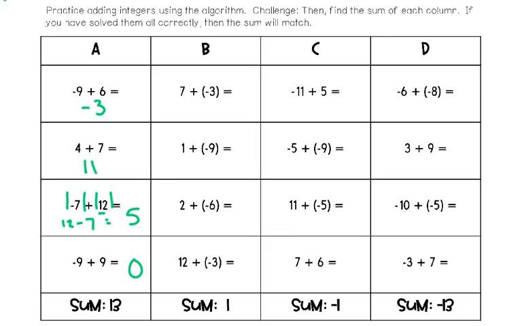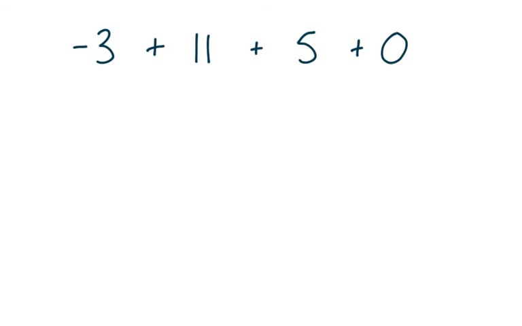So to check to see if I'm right, it says find the sum of each column. If you have solved them all correctly, then the sum will match. So negative 3 plus 11 plus 5 plus 0 should give me a sum of 13. So let's try that. This is my problem. It's a 4-step addition problem. I know that looks a little scary, but let's just take off one thing. If we add 0, we're adding nothing, so I can take that away. Now it's just a 3-step problem.